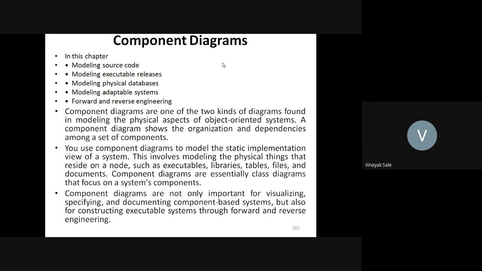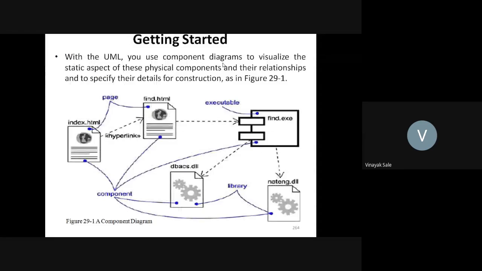You use component diagrams to model the static implementation view of a system. This involves modeling the physical things that reside on a node, such as executables, libraries, tables, files, and documents. Component diagrams are essentially class diagrams that focus on a system's components. They are important not only for visualizing, specifying, and documenting component-based systems, but also for constructing executable systems through forward and reverse engineering.